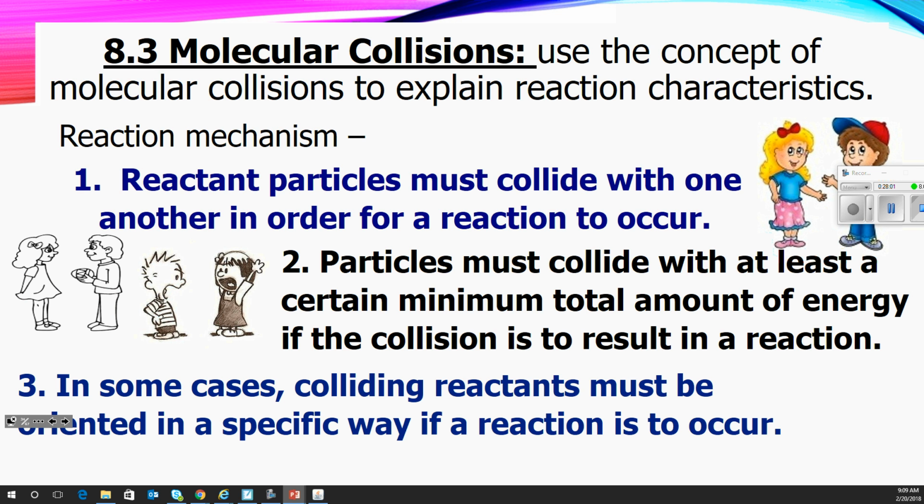And then in 3, in some cases, colliding reactants must be oriented in a specific way. There's some that they can just collide and it reacts, but others they have to collide in an exact way. So it's like I was explaining to you when we did the little part about the date earlier. If you try and go out to ask a girl on a date and you have your back to her when you're asking her out, probably she doesn't know that you're asking her out, so no reaction is going to happen. Okay, but if you're facing her and looking her in the eye, then probably a reaction is going to happen. Hopefully a positive one.